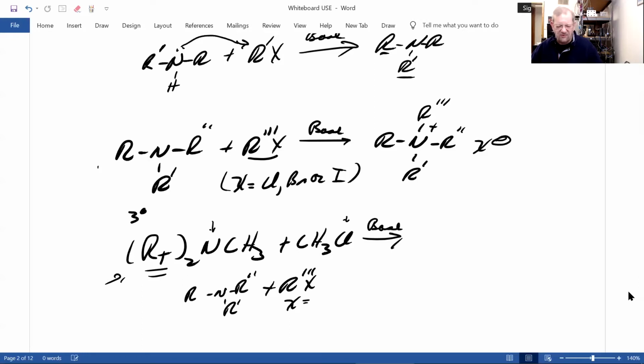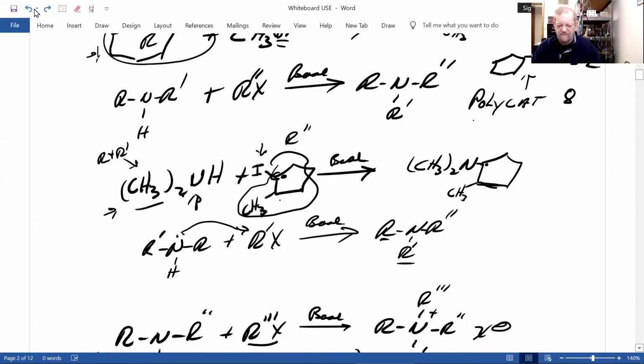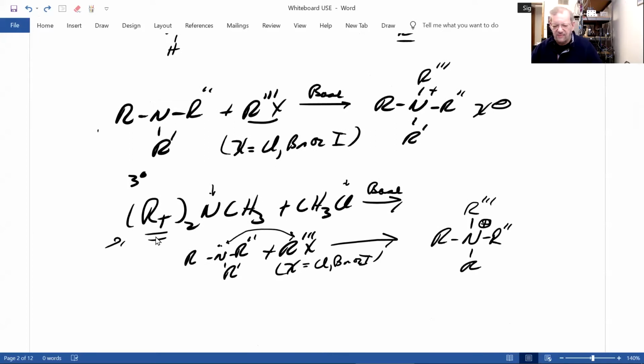Remember, X can be equal to chlorine, bromine, or iodine. And remember, this attacks and bonds to the carbon with the halogen. Now, what's different is in this reaction, nitrogen is providing both electrons here. Therefore, when you end up, it will have a positive charge. And you'll need an anion. Now, Dr. White always puts his charges, you don't.